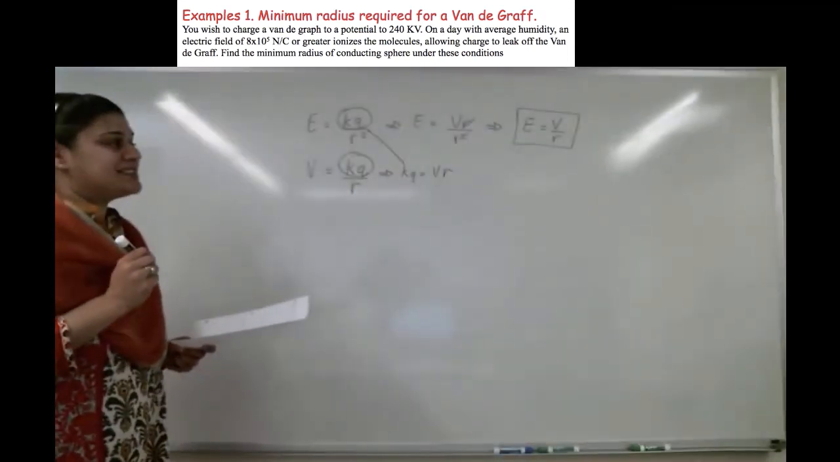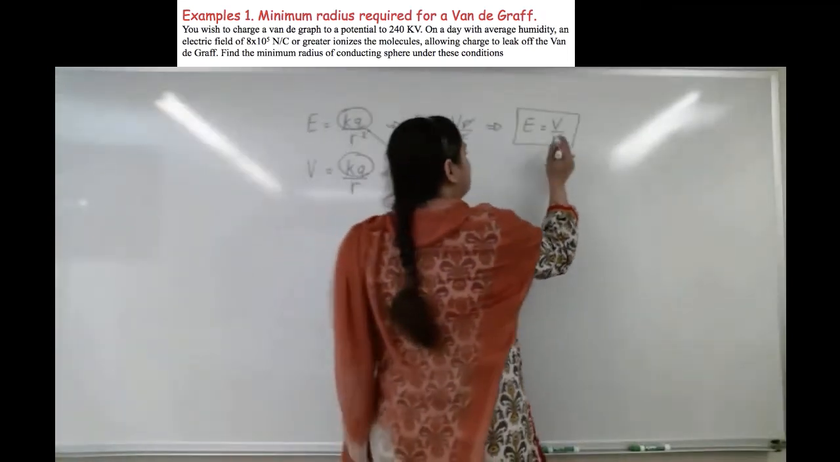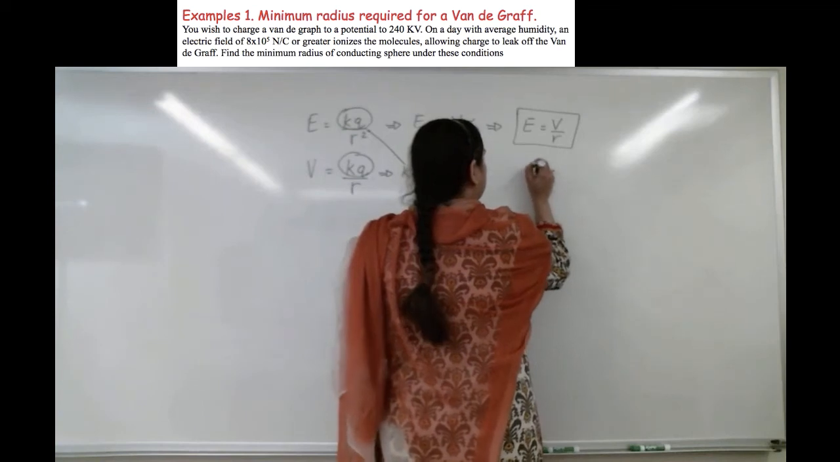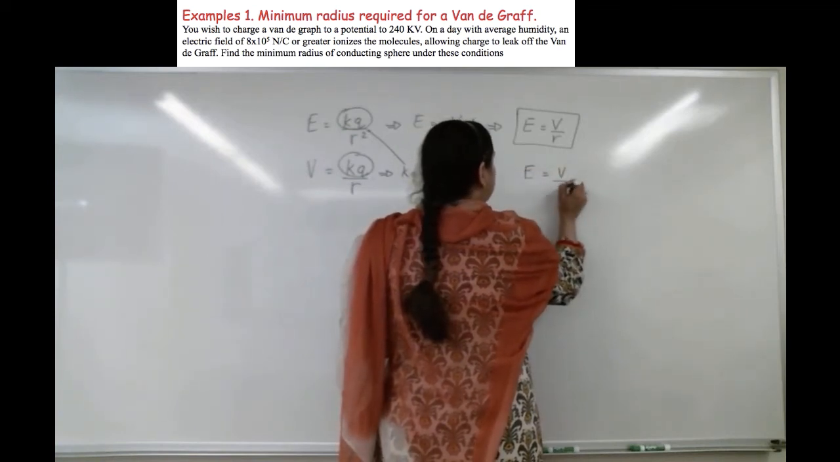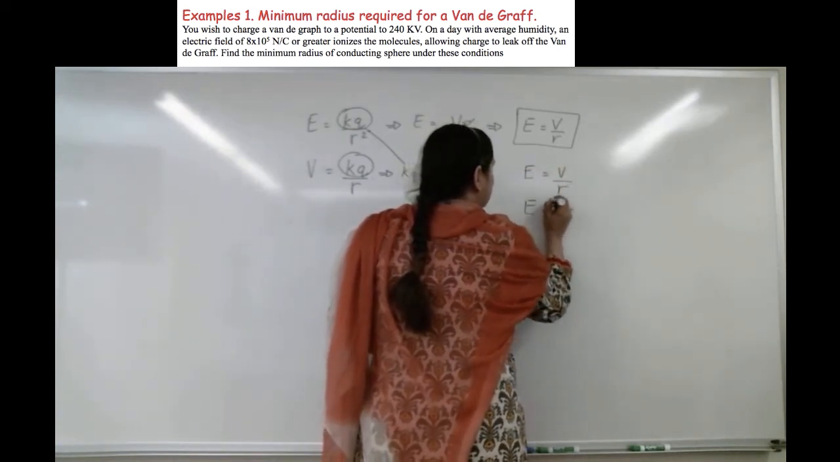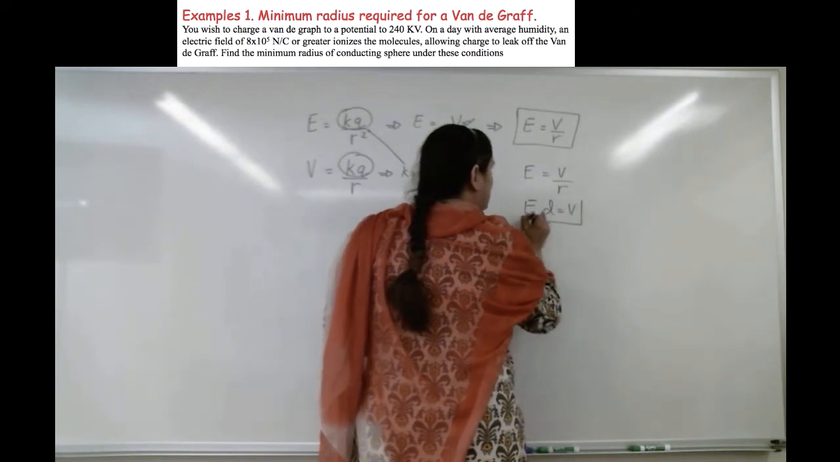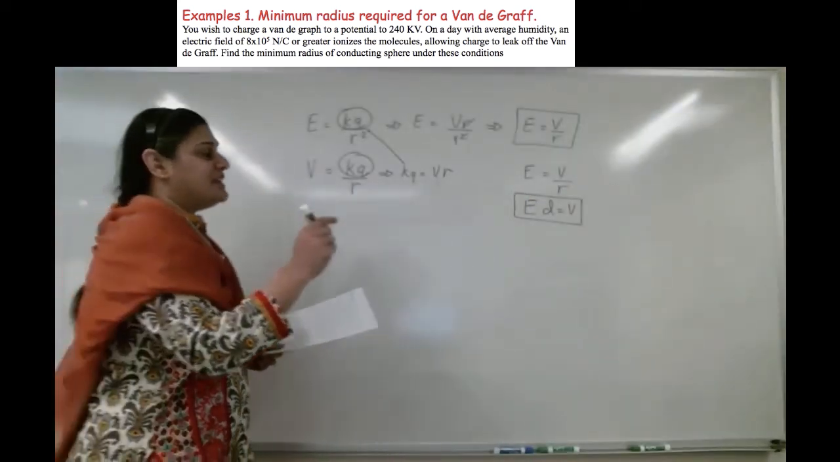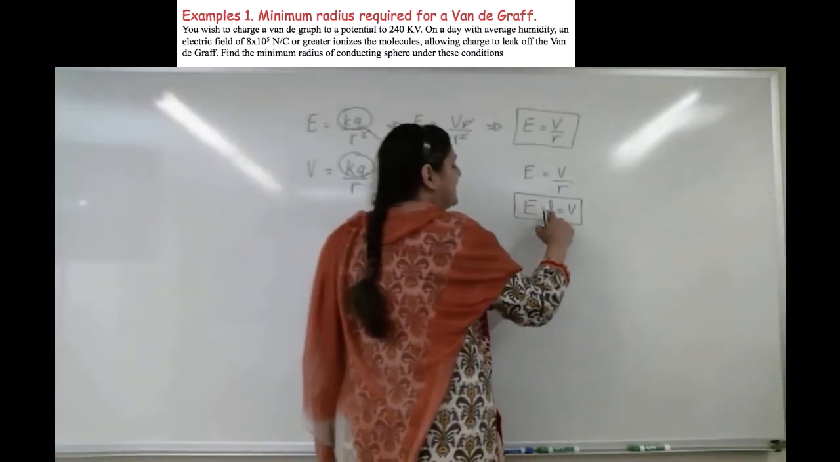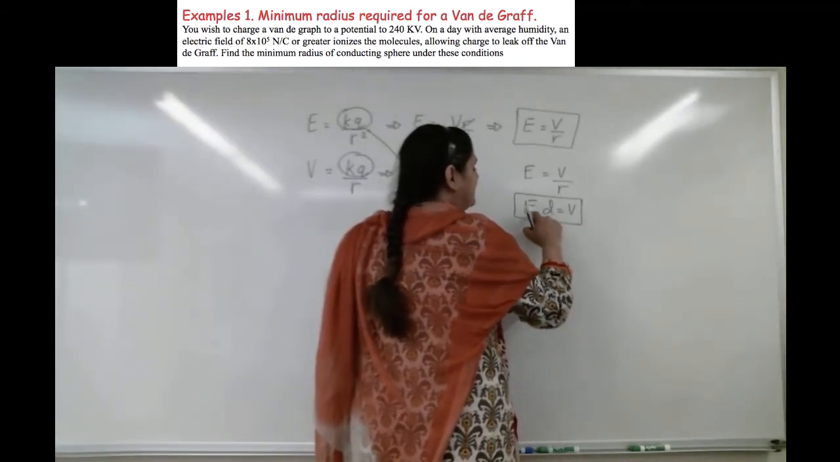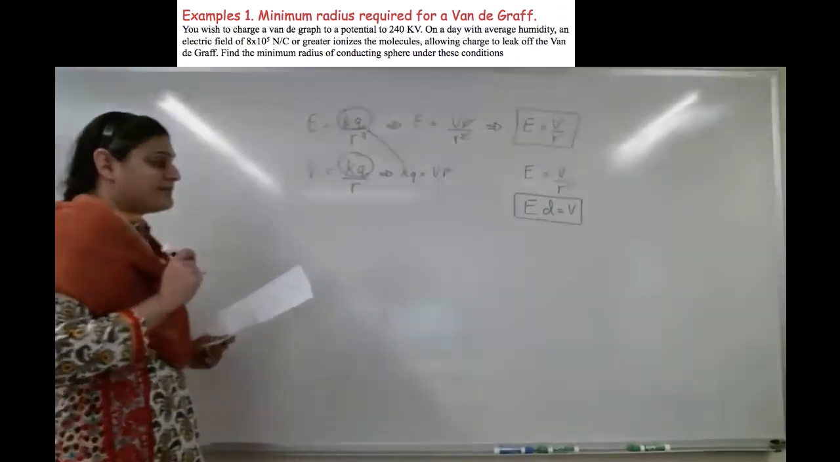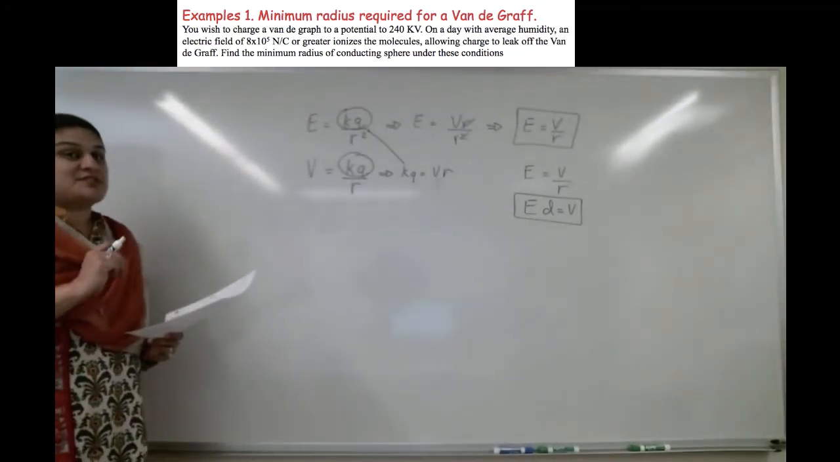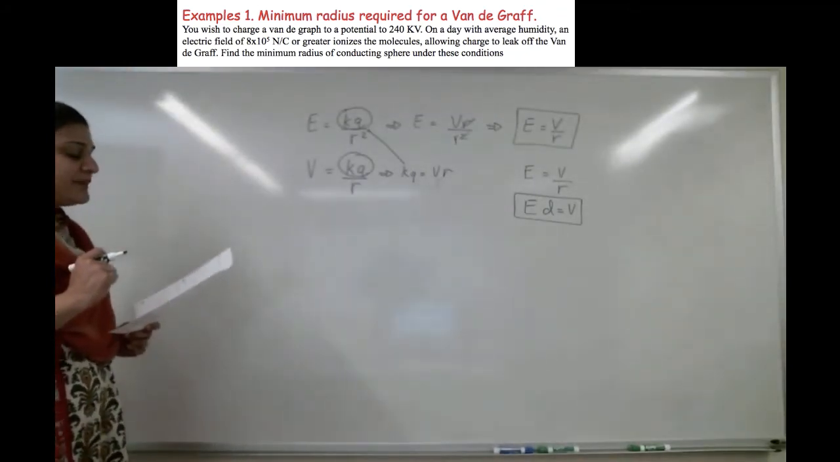If I replace that R with a D, it becomes my famous ED equation. So the relationship between V and E is given by V equals E times D. So that's something that we should all know. So this is the relationship between E and D.